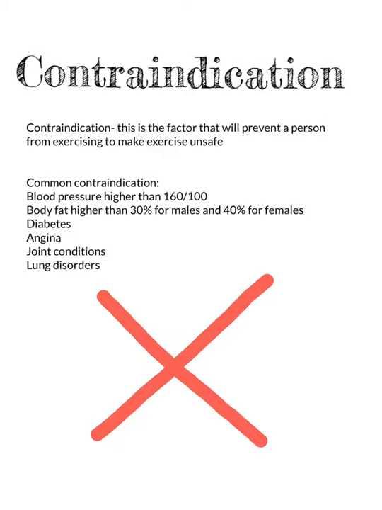Contraindications. This is the factor that will prevent a person from exercising or make exercise unsafe. Common contraindications: blood pressure higher than 160 over 100. Body fat higher than 30% for males and 40% for females. Diabetes, angina, joint conditions, and lung disorders.